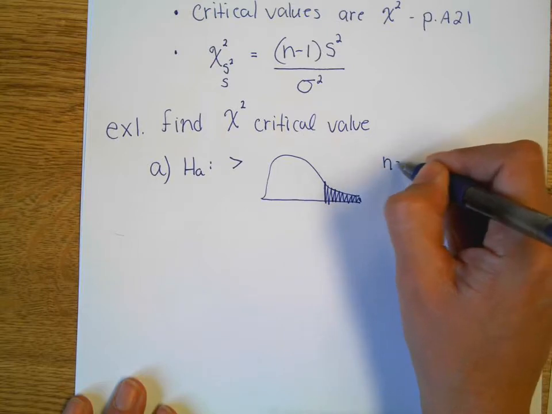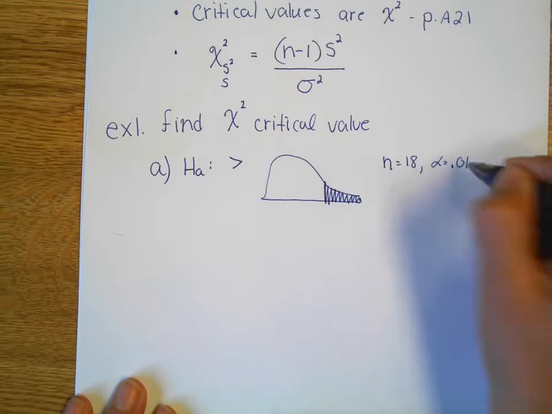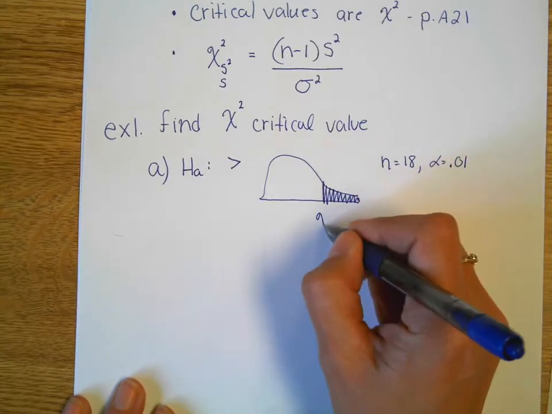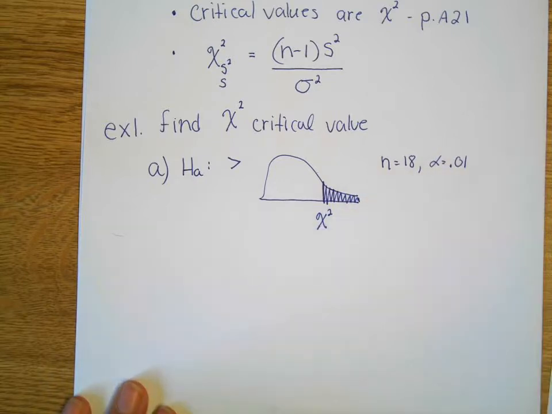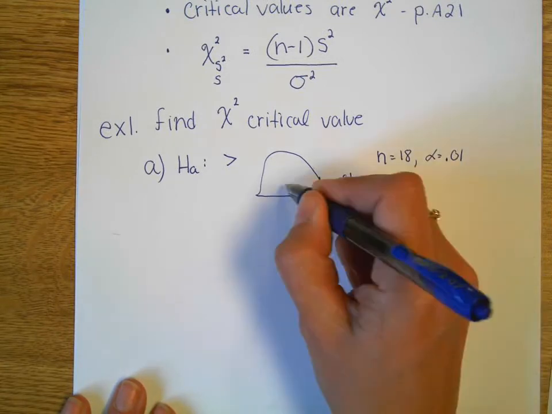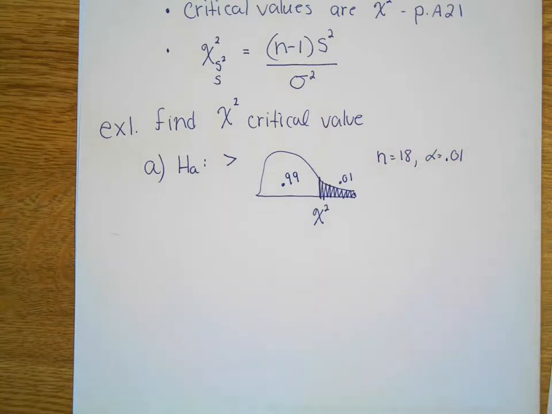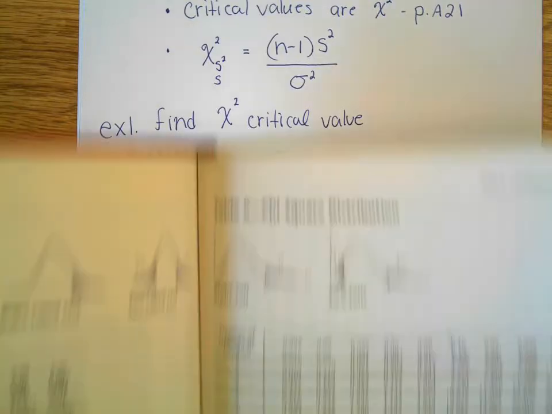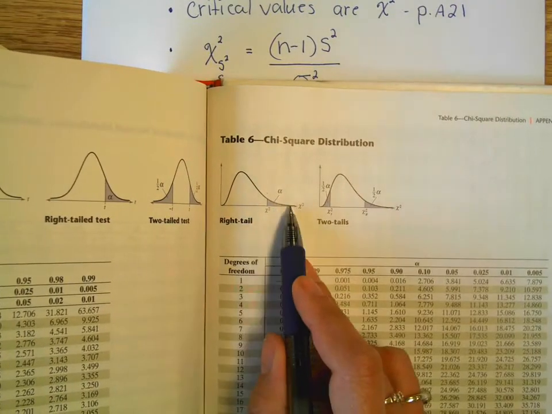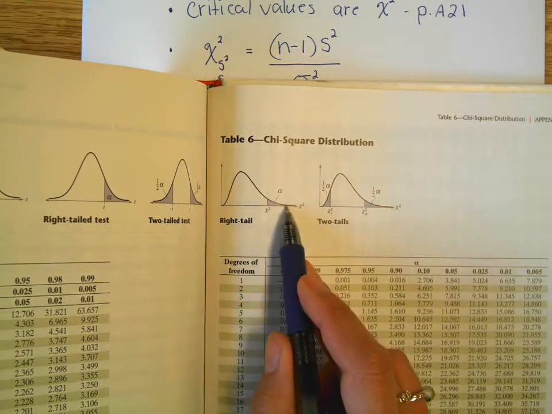If n is 18 and alpha is 1%, I want you to be able to find this chi-squared value off the table. So the 1% is here, 99% is here. If you look on your chi-squared table, what do we want to look up as far as area? Which one do I want to look at, the 99 or the 01? 99. Chi-squared is area to the right. See how they've got it shaded to the right, so you can look at the top. This is your alpha. You want to look the alpha up, which is to the right.